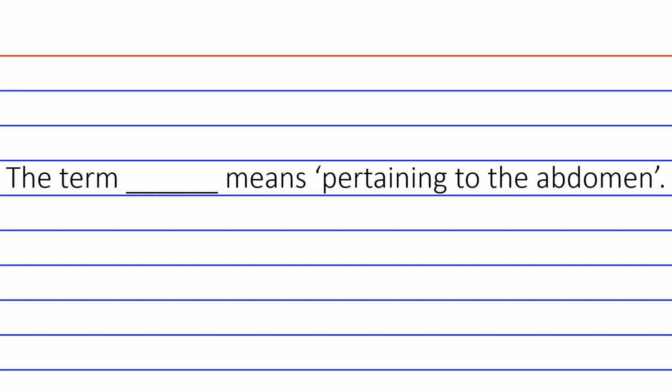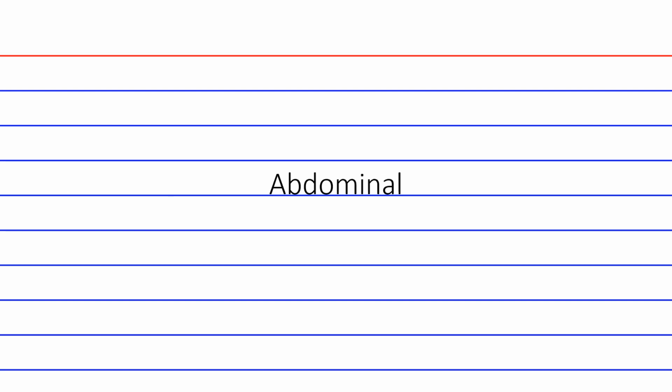This term means pertaining to the abdomen. The answer is easy. It's abdominal. Anything pertaining to the abdomen is the abdominal region. So when we talk about the abdominal cavity, right, that's pertaining to the abdomen. If we're talking about the abdominopelvic cavity, we're talking about the abdominal region and the pelvic region.